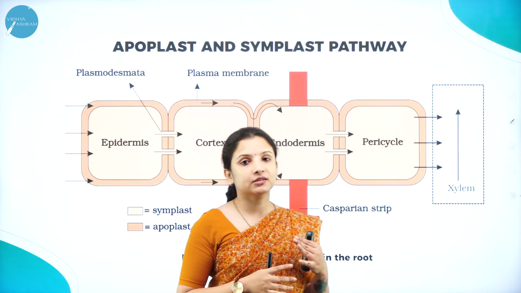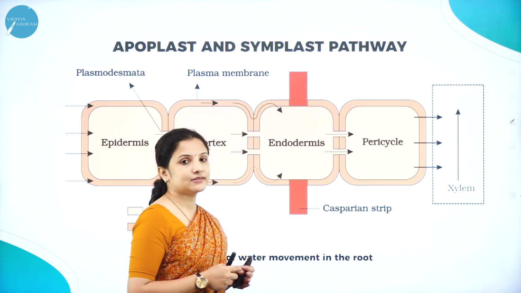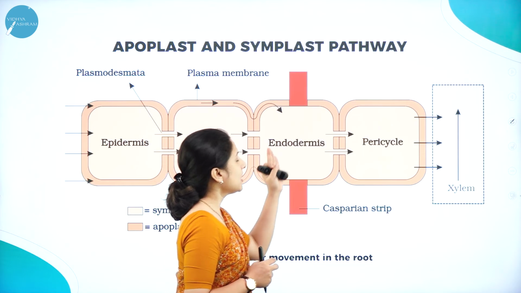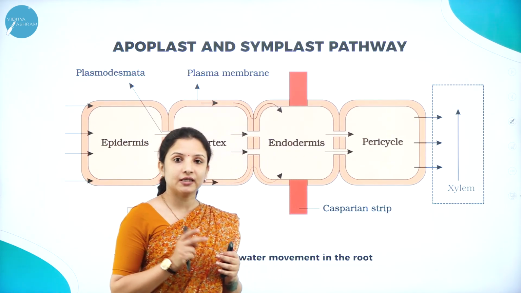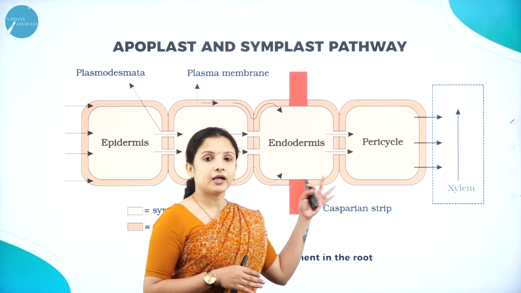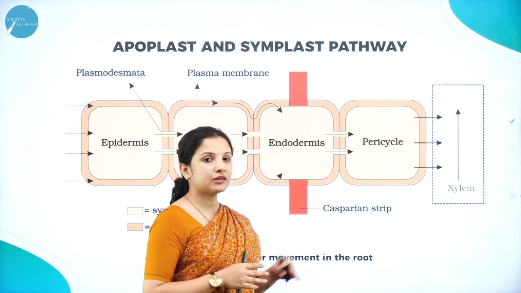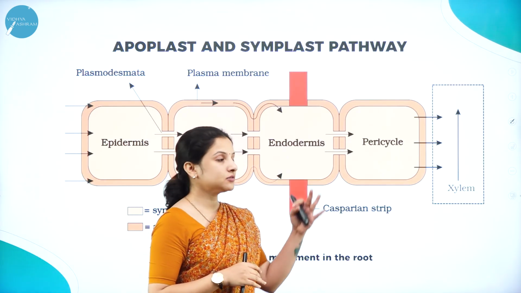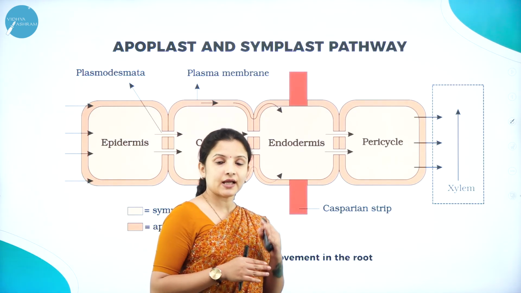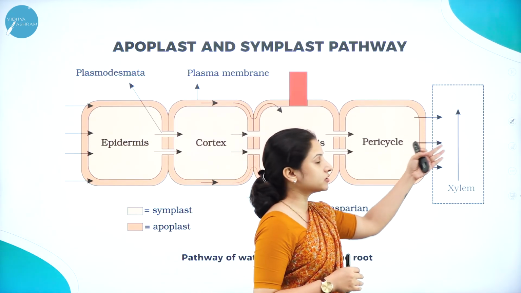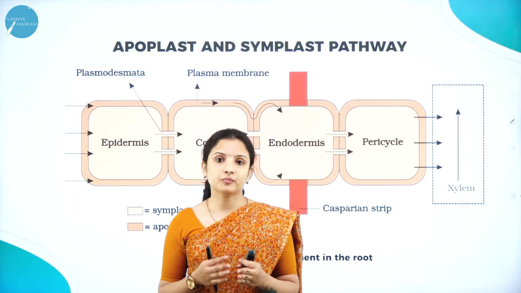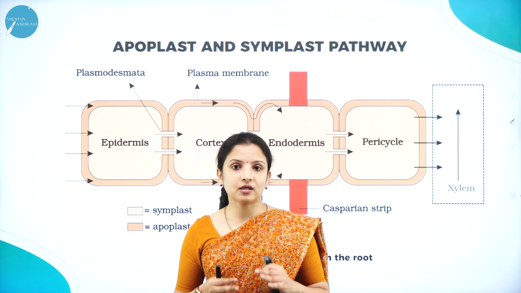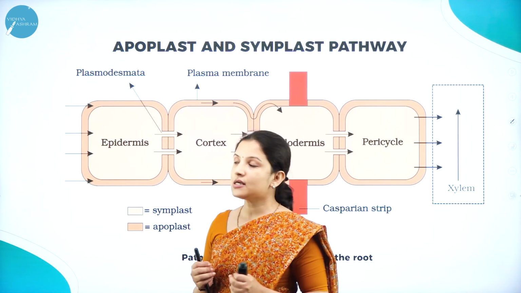Then below the cortex is present a layer of cells called the endodermis, which is also made up of barrel-shaped parenchymatous cells. Inner to the endodermis is present a layer called the pericycle, and below the pericycle is present the pith region, which is parenchymatous, and it is in this region that the vascular bundles are present. Especially we will concentrate on xylem because we are talking about the movement of water, and xylem is the water conducting tissue, the vascular bundle that conducts water.